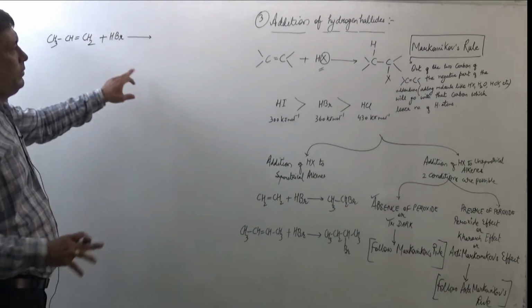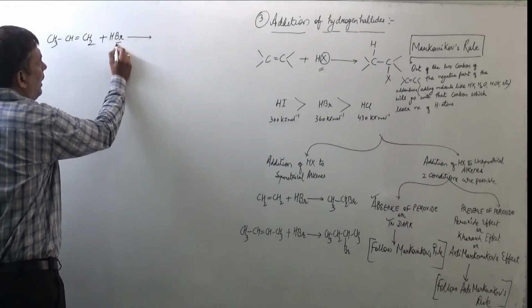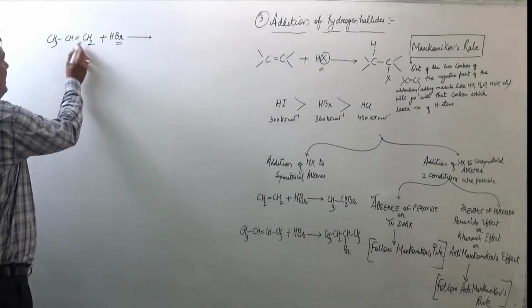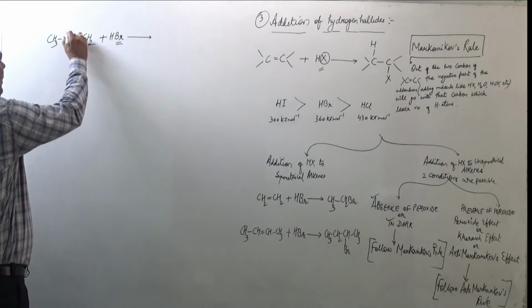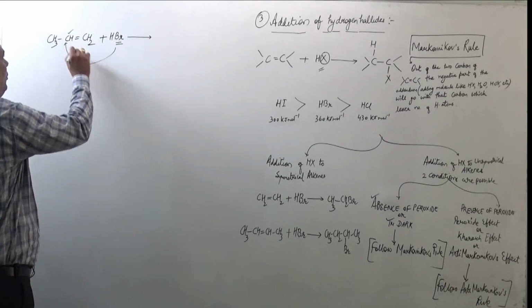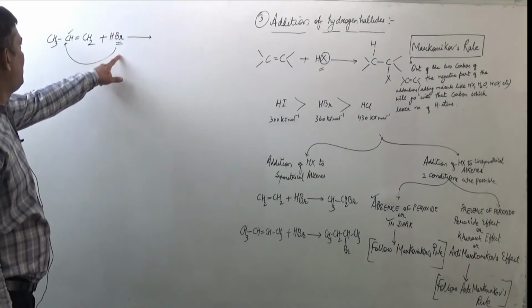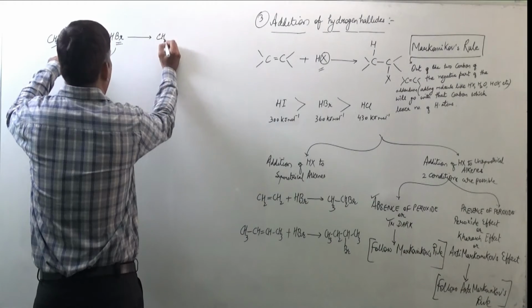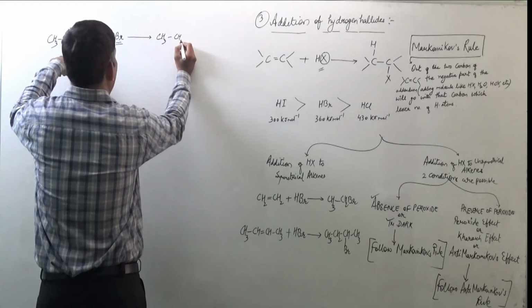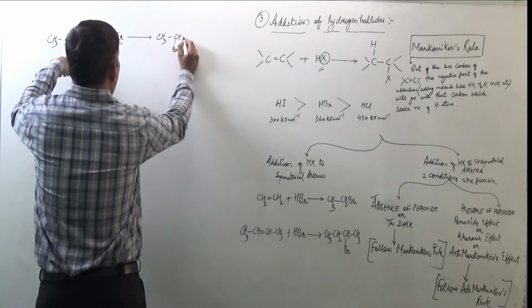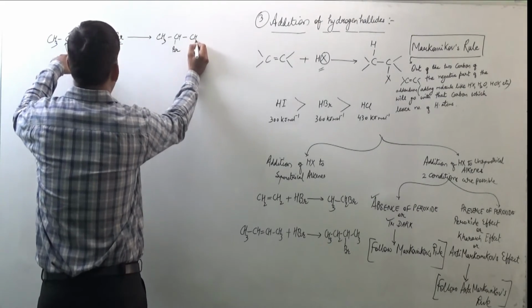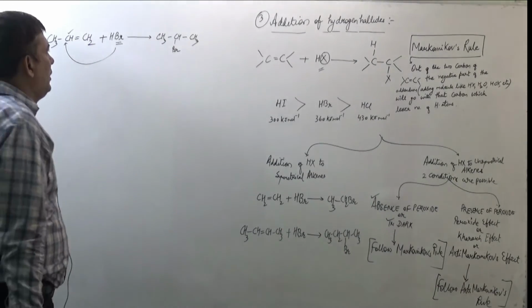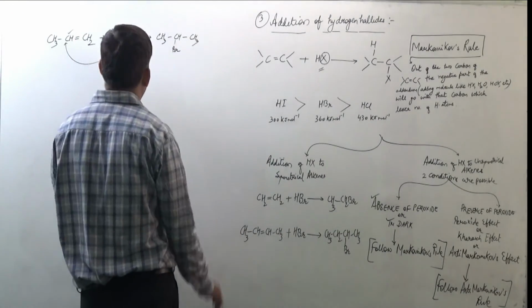Now the Markovnikov rule says that the negative part of the adding molecule will go to that carbon which has got less number of hydrogen. Which has got less number of hydrogen? This carbon. So this negative part will go with this carbon. So we will write the product CH3CHBrCH3. The H part will go with this carbon. Okay, so this is the final product.